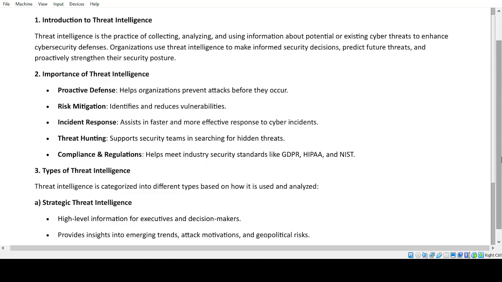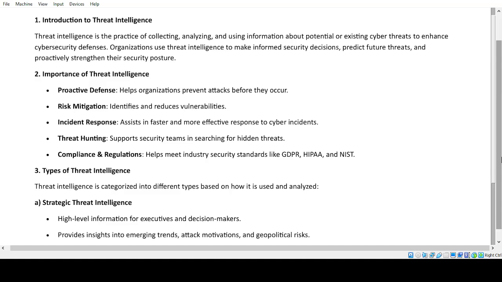2. Importance of threat intelligence. Proactive defense helps organizations prevent attacks before they occur. Risk mitigation identifies and reduces vulnerabilities. Incident response assists in faster and more effective response to cyber incidents. Threat hunting supports security teams in searching for hidden threats. Compliance and regulations helps meet industry security standards like GDPR, HIPAA, and NIST.